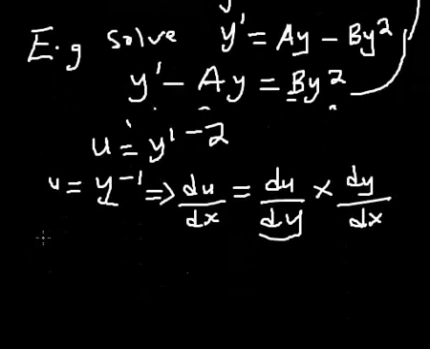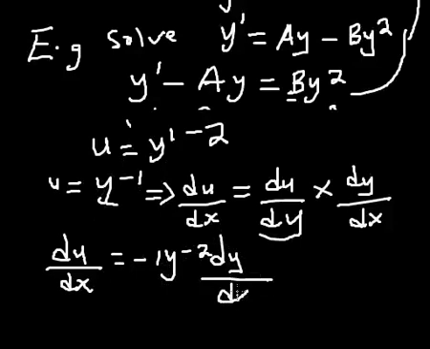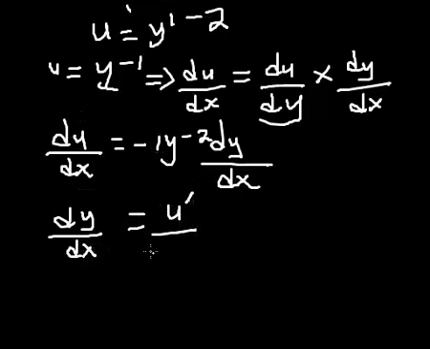So that being said, du with respect to x is going to be equal to, let's differentiate this, minus 1 y raised to the power minus 1, that's minus 2, multiplied by dy dx. If that be the case, then remember, the dy dx is going to be equal to u prime, all over minus 1, which is minus, y raised to the power minus 2. Okay, so I know my dy dx.